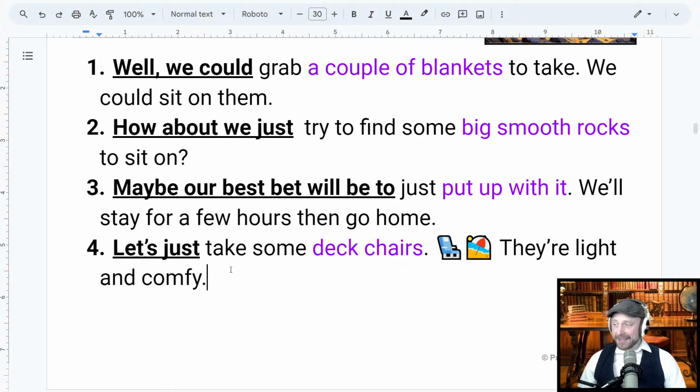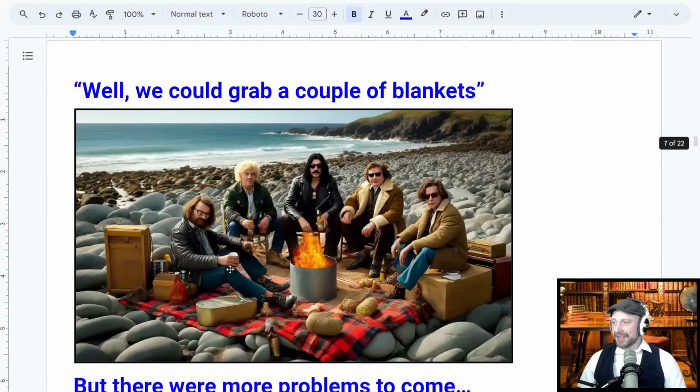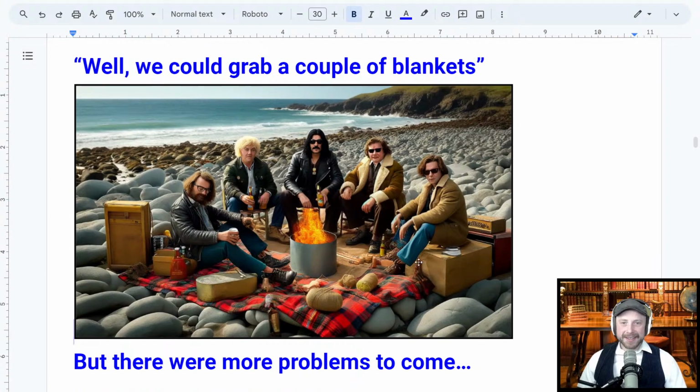So actually, that's not what we did. We decided to take a couple of blankets. And actually, the beach does look something like this. Lots of rocks like that. And our barbecue looked something like that, although we did not have an amplifier on the left. It was quite windy as well. And we put the blankets down over the rocks so we could sit down. And we were very happy with that.